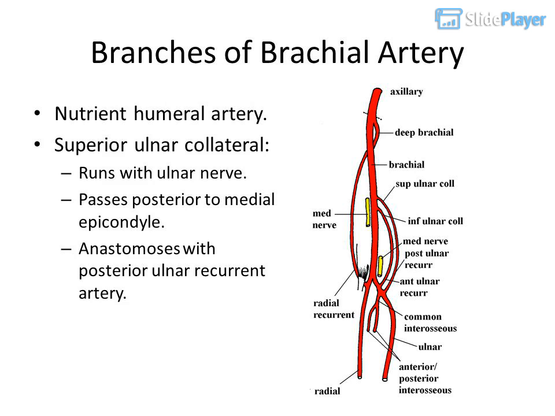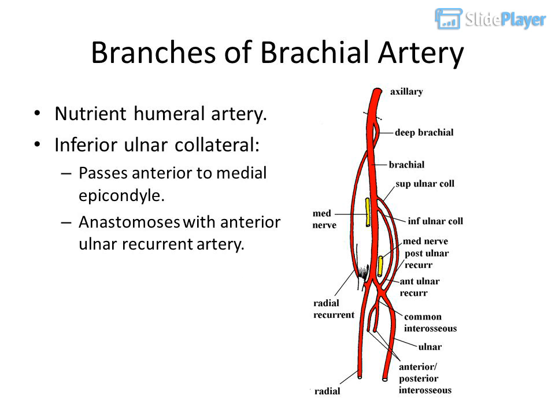Branches of brachial artery. Nutrient humeral artery. Superior ulnar collateral runs with the ulnar nerve. It passes posterior to the medial epicondyle and anastomoses with the posterior ulnar recurrent artery.